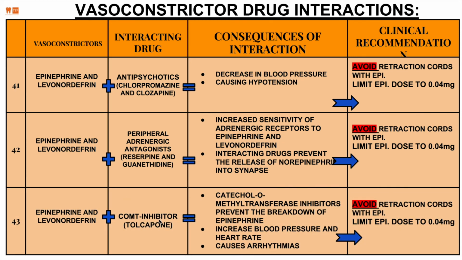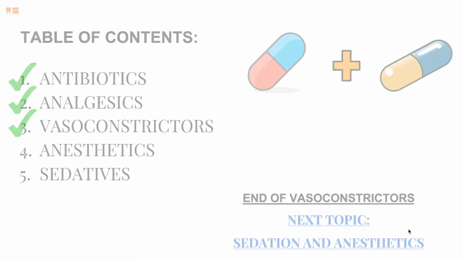Next is COMT inhibitors. Now, COMT is catechol-O-methyl transferase inhibitors. They prevent the breakdown of epinephrine. So in the synapses itself, COMT is another enzyme that not reuptakes, but actually breaks down excess norepinephrine. If that COMT is inhibited, it will lead to prevention of breakdown of epinephrine, leading to increased blood pressure and heart rate. This will lead to arrhythmias. So they both will up the heart activity. We avoid retraction cords with epinephrine and limit dose of epinephrine to 0.04.